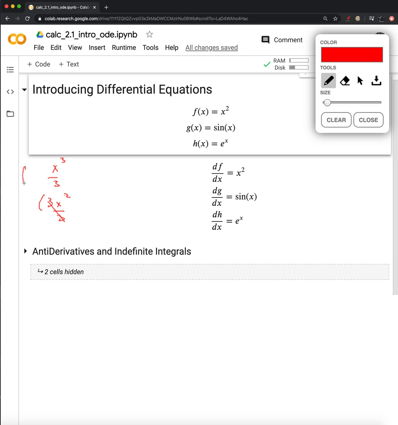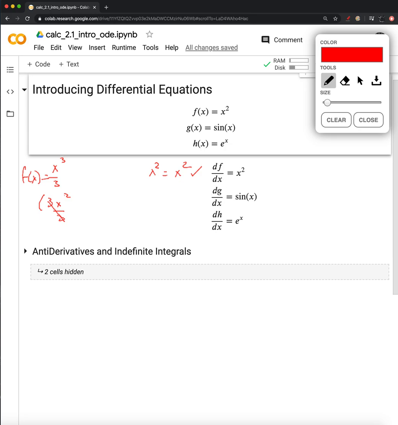If this is f of x, then that solves this equation, because the derivative of f with respect to x is x squared, and x squared does equal x squared. So we are finding a solution to an equation.